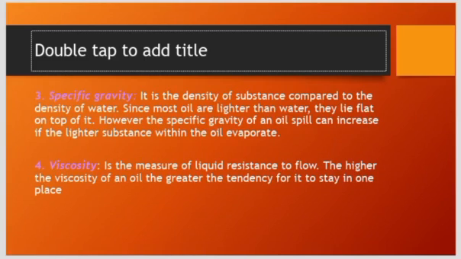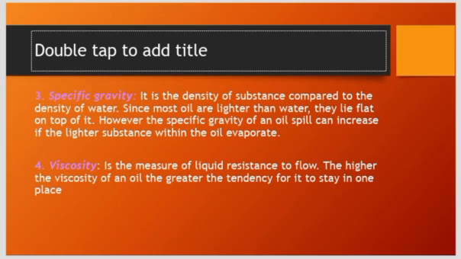Then also the specific gravity. The specific gravity is basically the density of the oil compared to the water, how heavy the oil is compared to the water. Most oils are usually lighter than water, which is the reason why you see oil floating on water, because the density of the water is higher than the oil. Hence, the oil remains on top of the water.